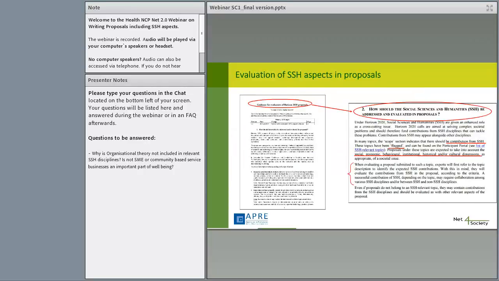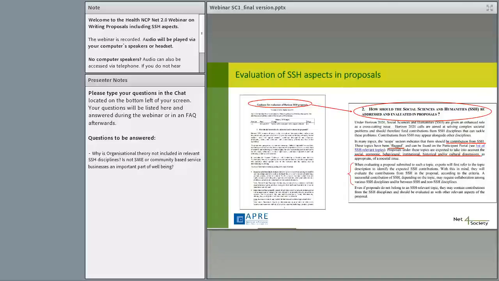Here you have a guide provided by the European Commission for the evaluators of the proposals, and this is available on the participant portal in the section dedicated to the reference documents that many of you probably know. And this guide is very helpful to identify the relevant aspects. And here you have an explanation of the flagged SSH idea.